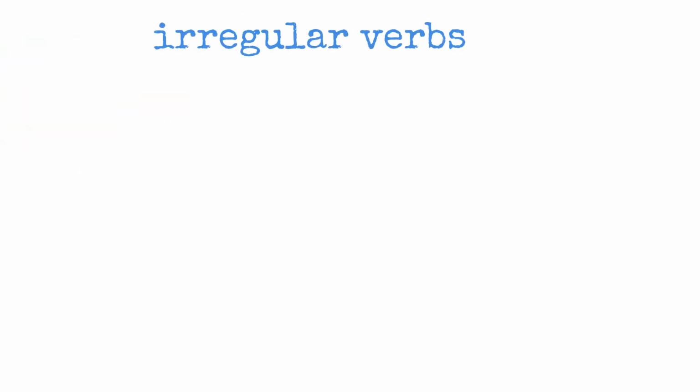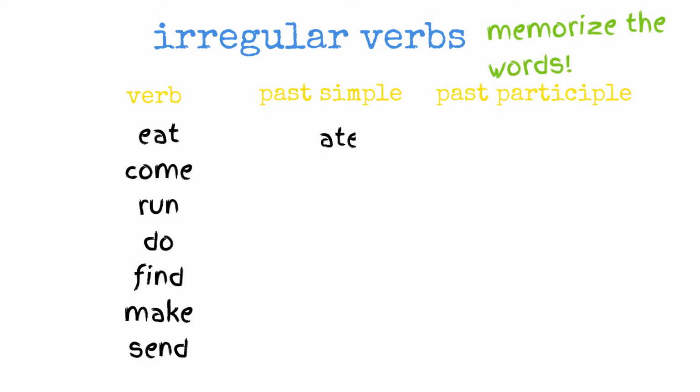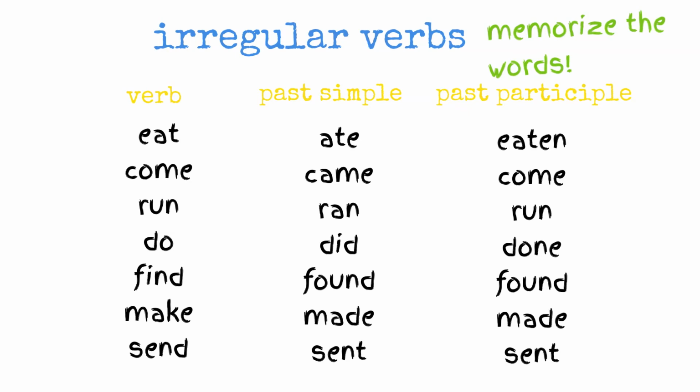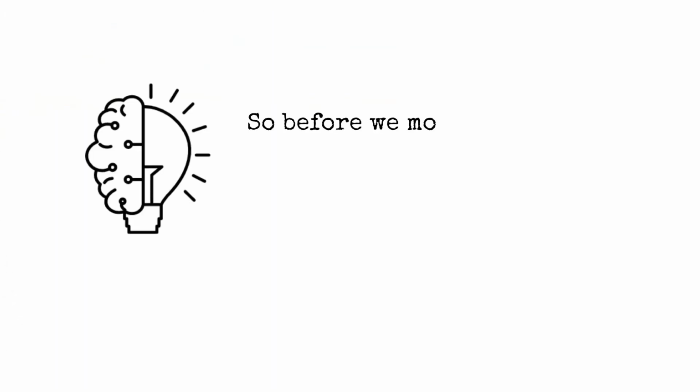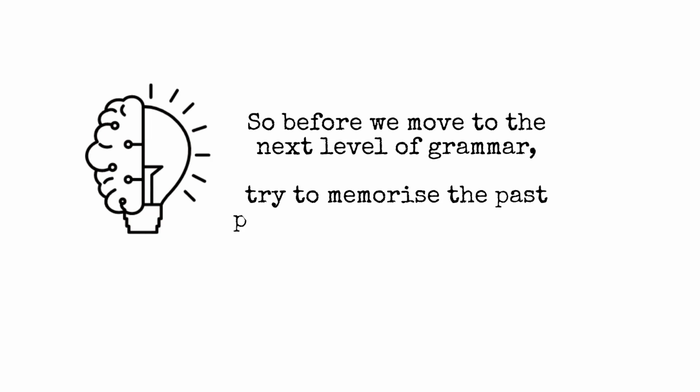However, for the irregular verbs, you need to memorize the past simple and the past participle forms. Here are some examples. So before we move to the next level of grammar, try to memorize the past participle forms of verbs. Well, at least a few of them.